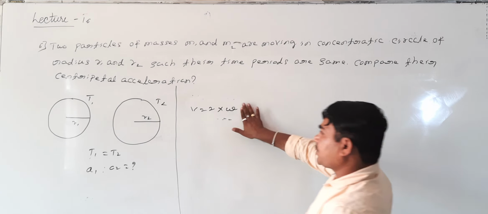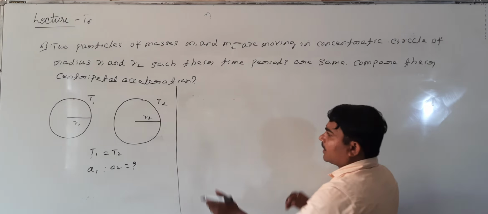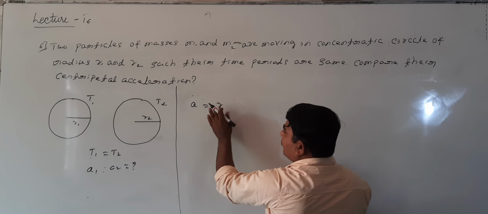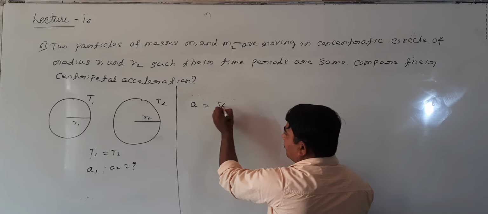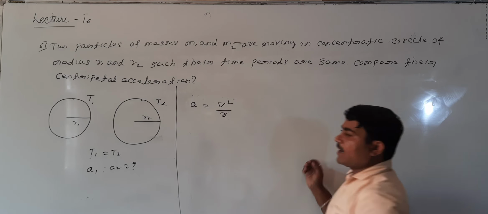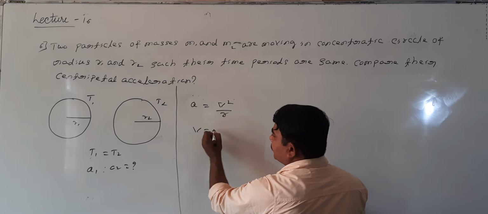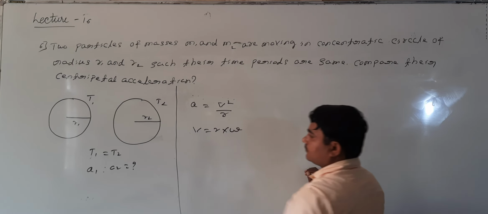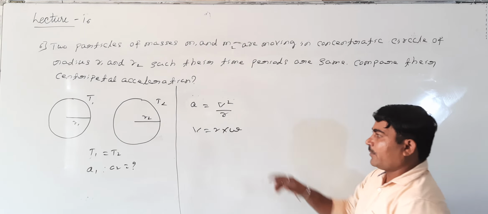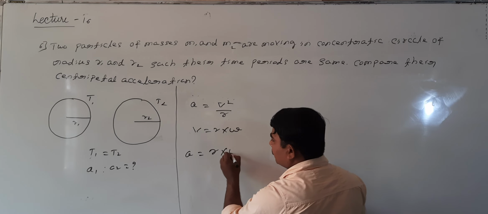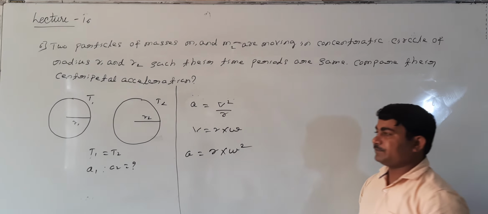Or centripetal acceleration indirectly. See here, what is centripetal acceleration? a is equal to how much? v square divided by r, right? And what is v again? v equal to r into omega. Put v equal to r into omega. What are you getting directly? a is equal to r into omega square.